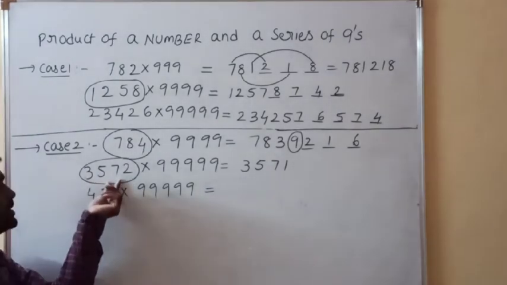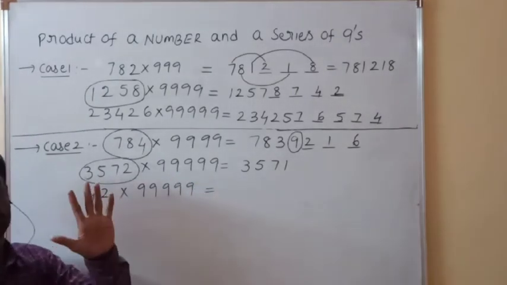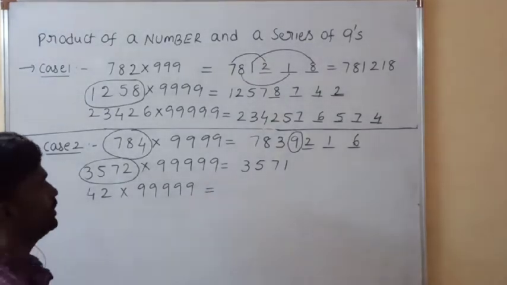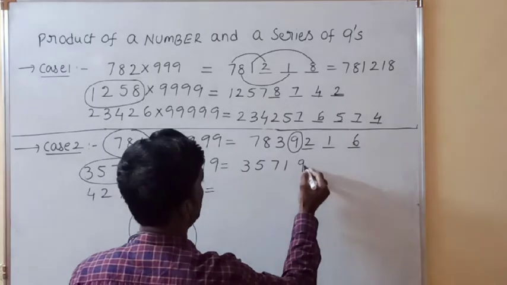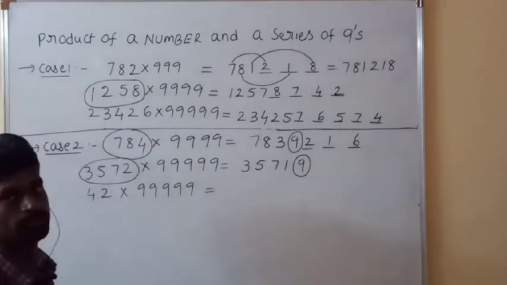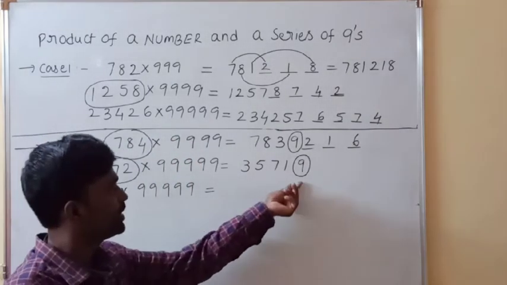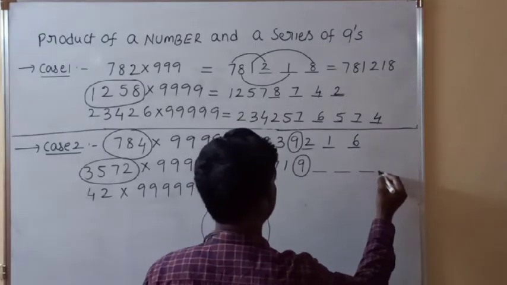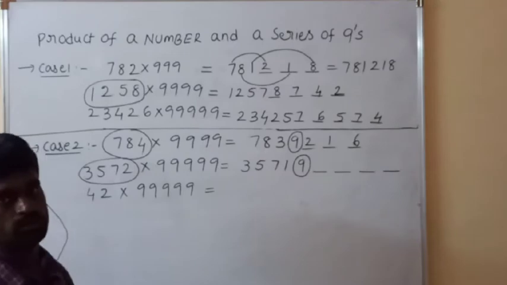So given number contains 4 digits, but number of 9s is 5. That means how many 9s are extra? Only 1 nine extra. So after 3571 you write 1 nine. So make it round. Okay. So before 9 how many digits are there? 4. So after 9 also how many digits you need to get? 4. So what are those 4 digits?